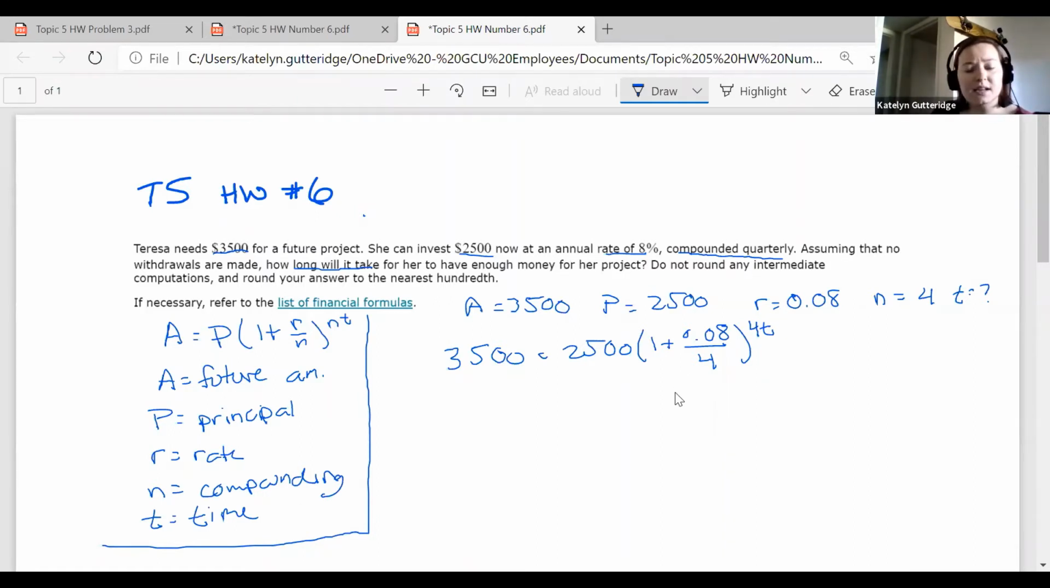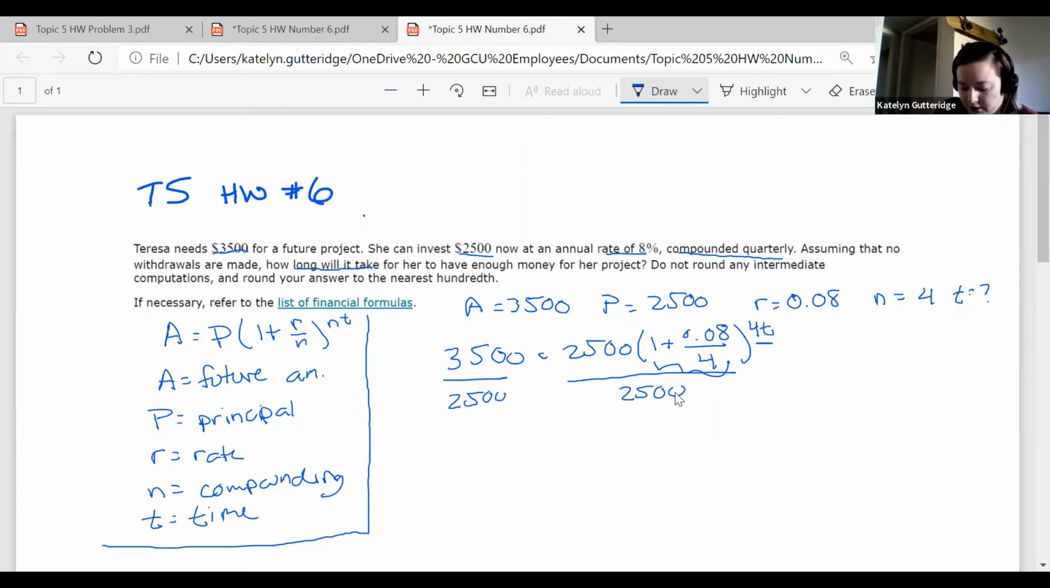Okay, so before we take logarithms, we need to move this 2,500 over. We want to isolate the base of the exponent. So this is our base of the exponent. This is our exponent. We need to isolate the set of parentheses with the exponent. So very first thing I'm going to do is divide by that 2,500.